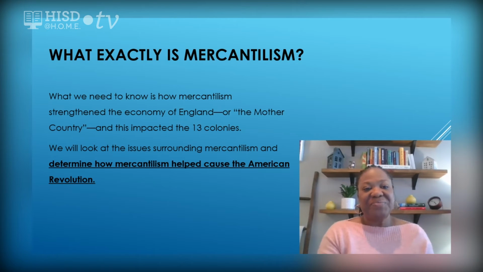Let's look a little bit more. So, what exactly is mercantilism? What we need to know is how mercantilism strengthened the economy of England, or what we call the mother country, and this impacted the 13 colonies. We will also look at the issues surrounding mercantilism and determine how mercantilism helped cause the American Revolution.